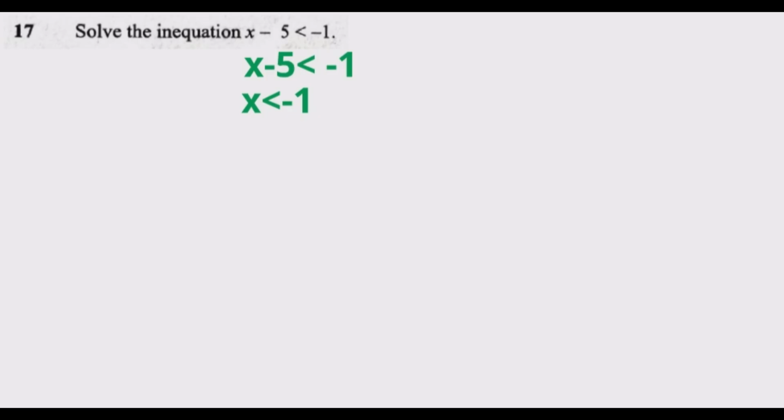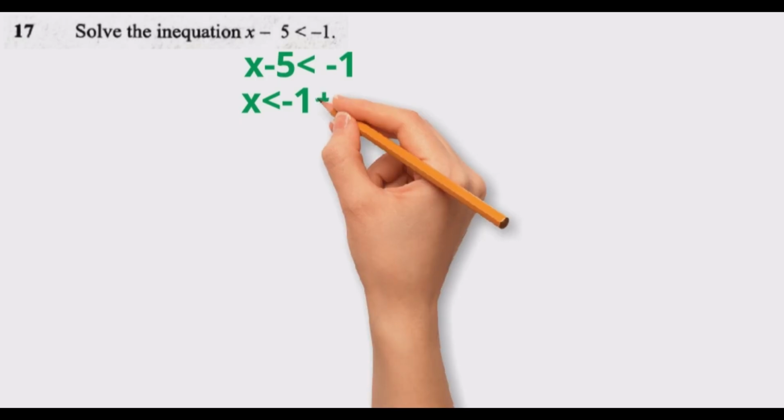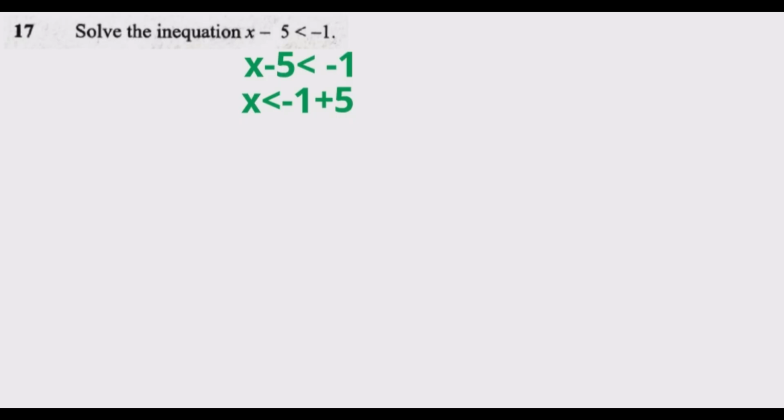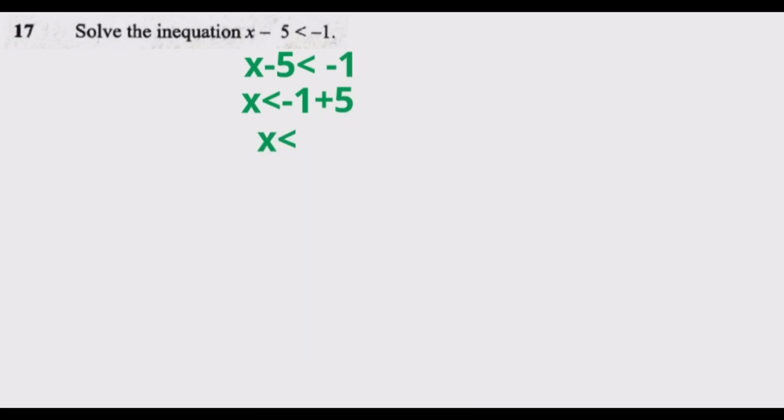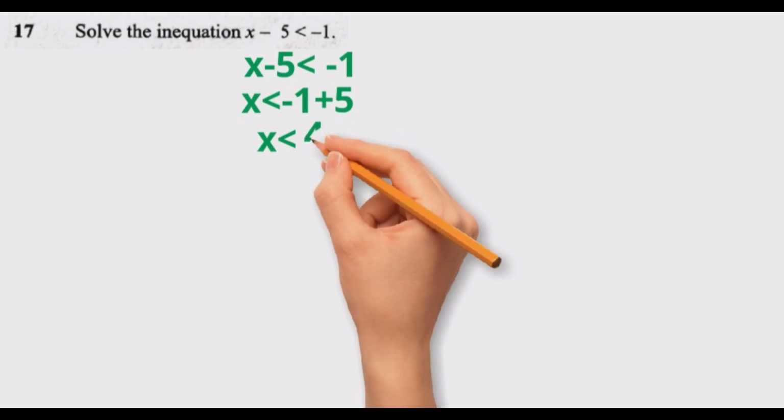So negative 5 will cross over, it will be positive. So I'm going to have x is less than negative 1 plus 5. When signs are different, we subtract. Then we maintain the sign which is on the bigger number. So we say x is less than 5 minus 1, which is 4. Then we take the sign which is on the bigger number, which is positive. So it will be x is less than positive 4.